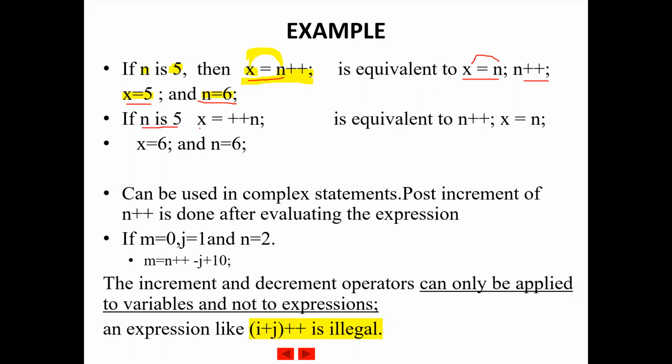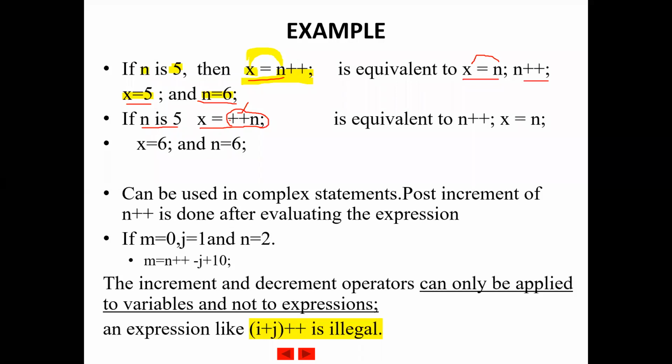If we are assigning x equal to plus plus n, that means we are using a prefix operator. If you give plus plus n, what is the meaning? We are first incrementing because we are giving plus plus in the beginning. First we are incrementing and then assigning. So what is the current value of n?